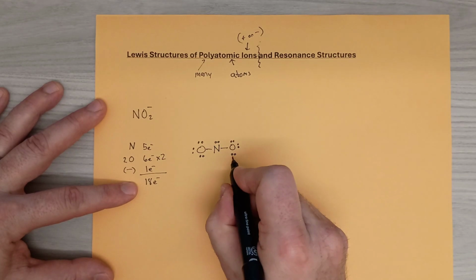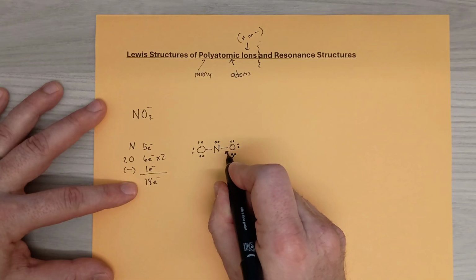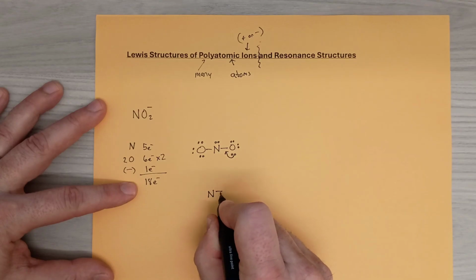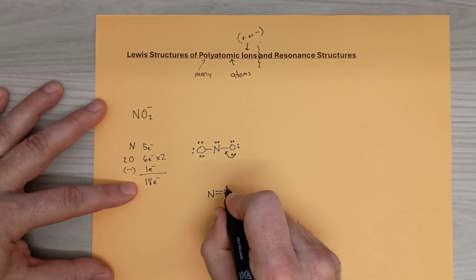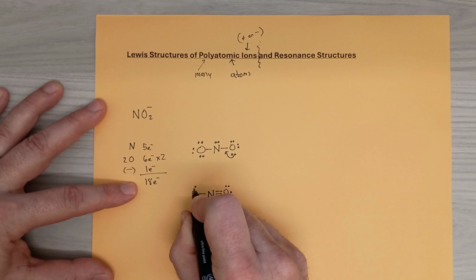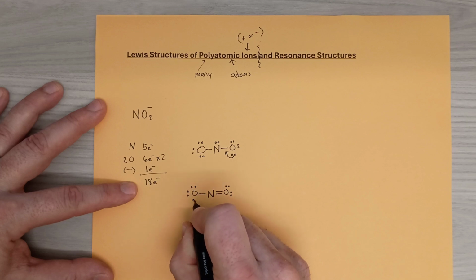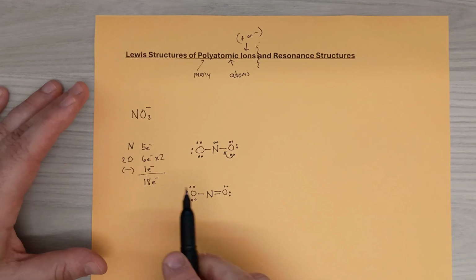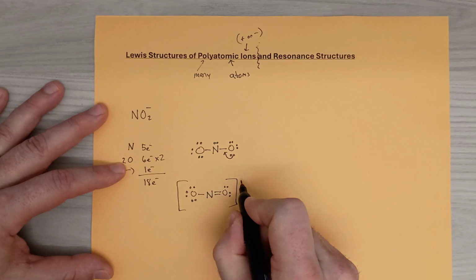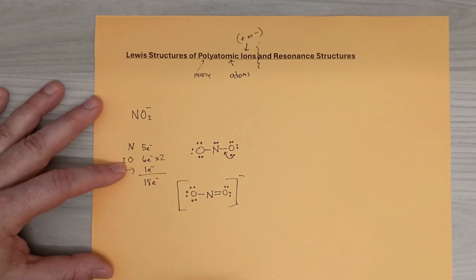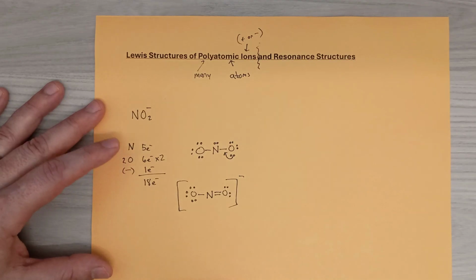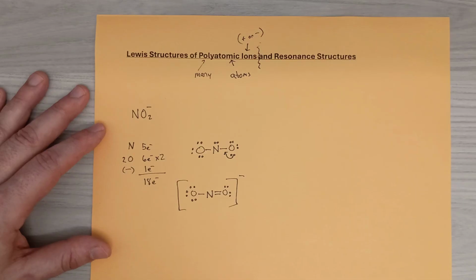So we need to fix that situation by moving a pair of electrons in as a bond. So we have nitrogen, double bonded now to this oxygen, single bonded to this oxygen, and that's it. Because it is a negative ion, by convention, we're supposed to, but often forget to, draw brackets around it and put the negative charge outside of the brackets. So that's how you draw the Lewis structure of a polyatomic ion.